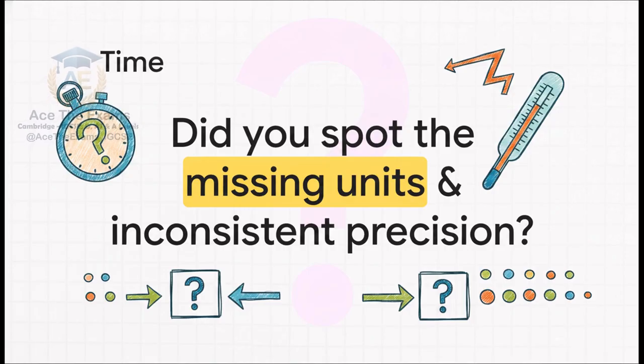Second, look at the precision of the data. Time goes from 1.2, which is 2 significant figures, to 1.25, which is 3, and temperature goes from 20 to 25.5 to 31.25. These are wildly inconsistent significant figures. A top band student would instantly recognize that the precision of your measuring instrument hasn't magically changed between readings. The data absolutely must be recorded to a consistent number of decimal places.